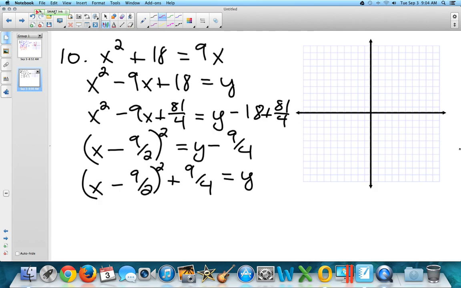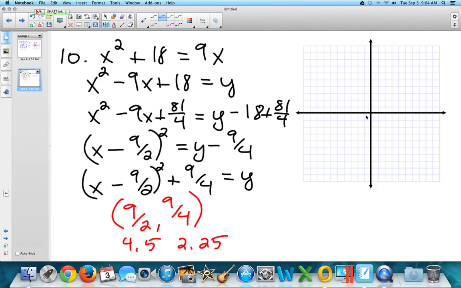Now I'm ready to identify my vertex, which is opposite keep. So my vertex is going to be at 9 over 2, comma, 9 over 4. Now at this point, it's okay to think of these as decimals because I have to locate them on a coordinate grid. So thinking of them as a decimal actually makes sense here. This is actually going to be 4.5, and this is going to be 2.25.